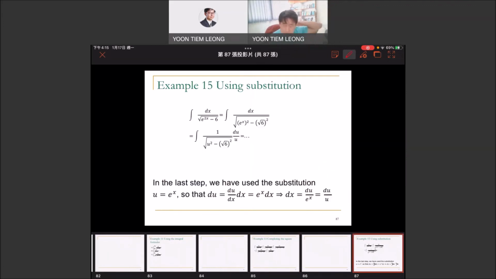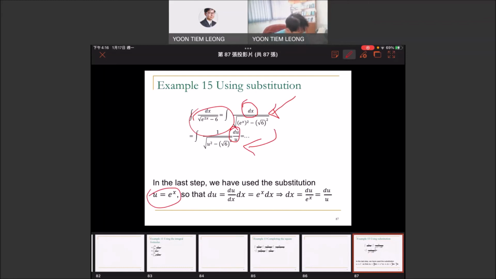So this is another example. Not sure, I think this is not the end yet. There's another example. So here again, you just have to substitute u for e to the x. So when you substitute u for e to the x, then this integration becomes this form. The integration with respect to x can then be converted into integration with respect to u. So you just follow these instructions, and that will get you a very simple answer.